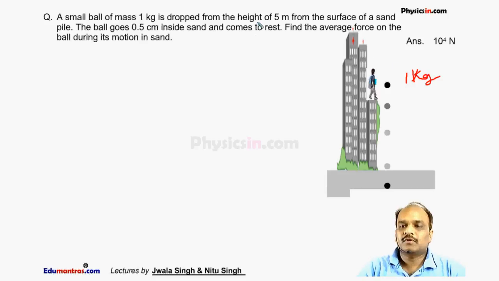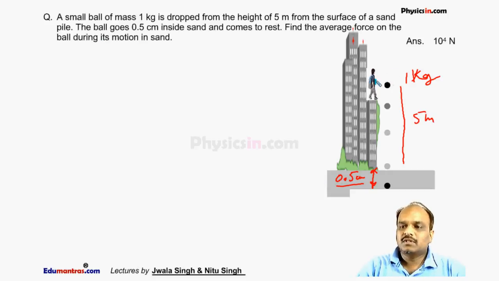Now a small ball of mass 1 kg is being dropped from a height of 5 meter from the ground. The ball goes 0.5 centimeter inside the sand and comes to rest. Find the average force on the ball by the sand.